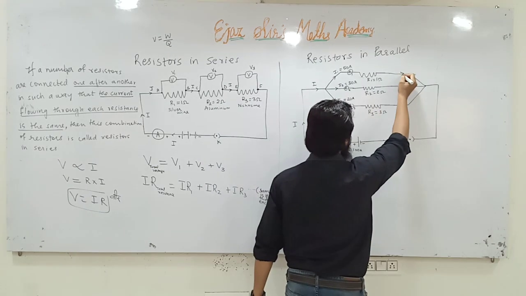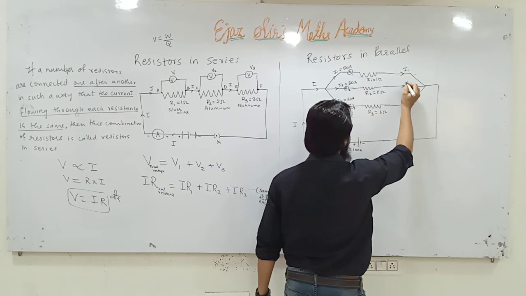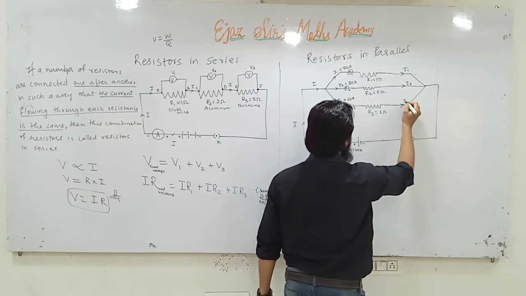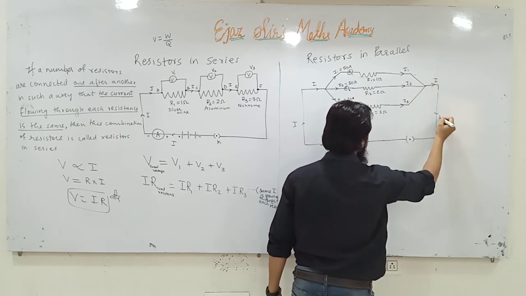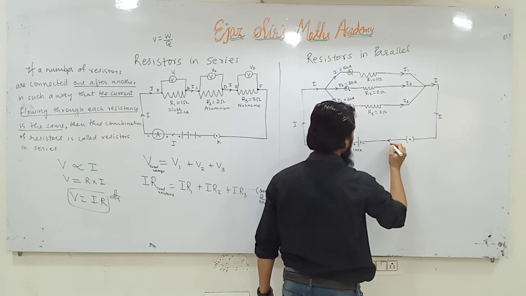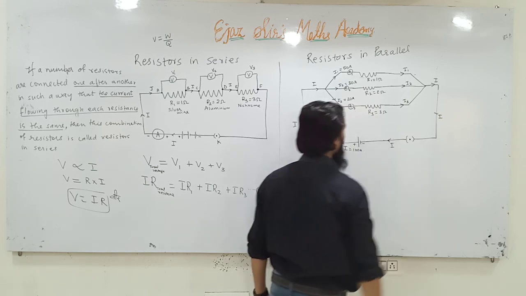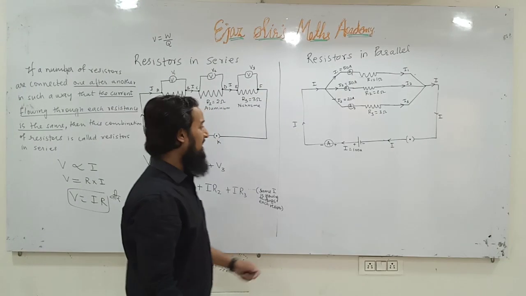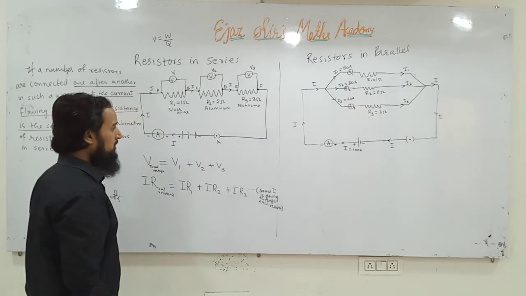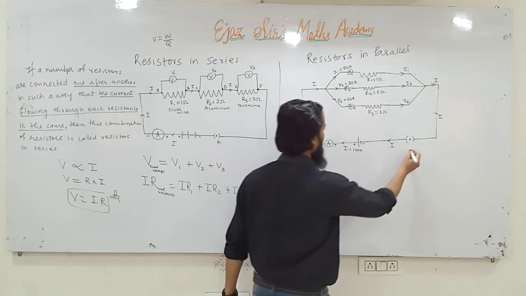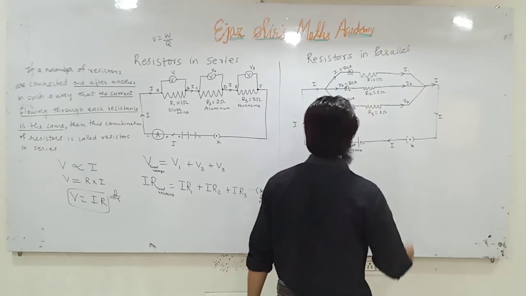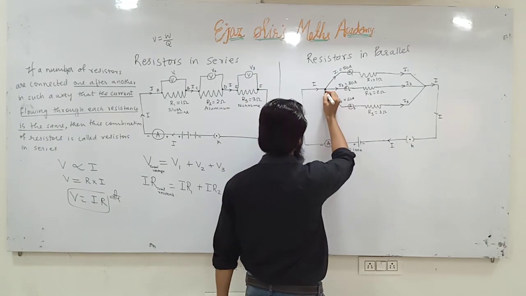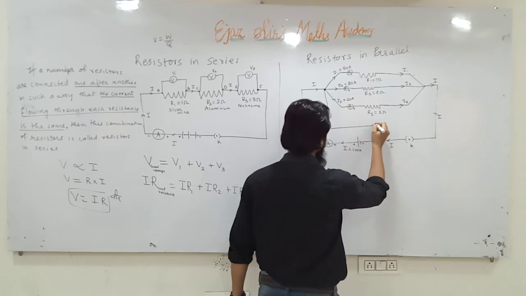All the currents I1, I2 and I3 will come together and they will make the total current I, and this total current I will come back to the cell. The total current will come back to the cell, negative terminal. Understood? This is the key. And what is parallel combination? We will connect a voltmeter here. Voltmeter V.